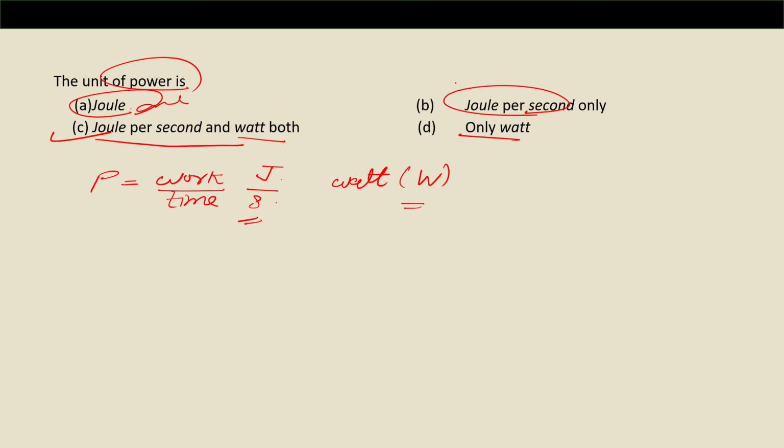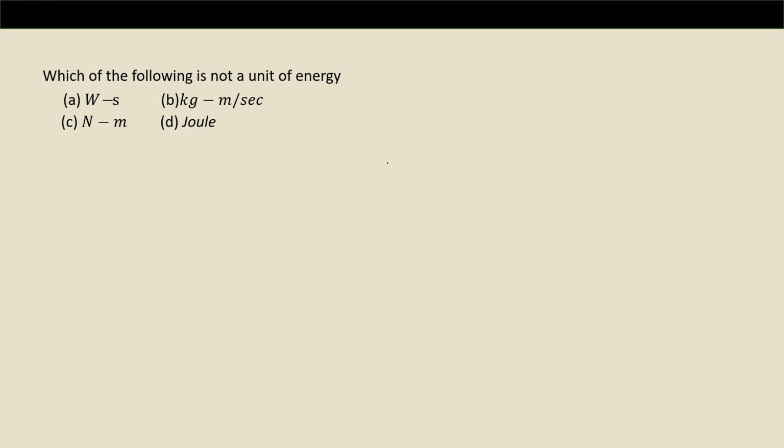So joule per second is correct, but यहाँ पे लिखा है joule per second only. सिर्फ यही नहीं है, उसके अलावा भी अपने पास यूनिट है. सो इस सी में ऑप्शन दिया जूल पर सेकेंड एंड वॉट बोथ. नाउ द नेक्स्ट सम. नेक्स्ट इट वाज सिंपल. विच ऑफ द फॉलोइंग इज नॉट द यूनिट ऑफ एनर्जी. एनर्जी की यूनिट कौन सी नहीं है इसमें से.